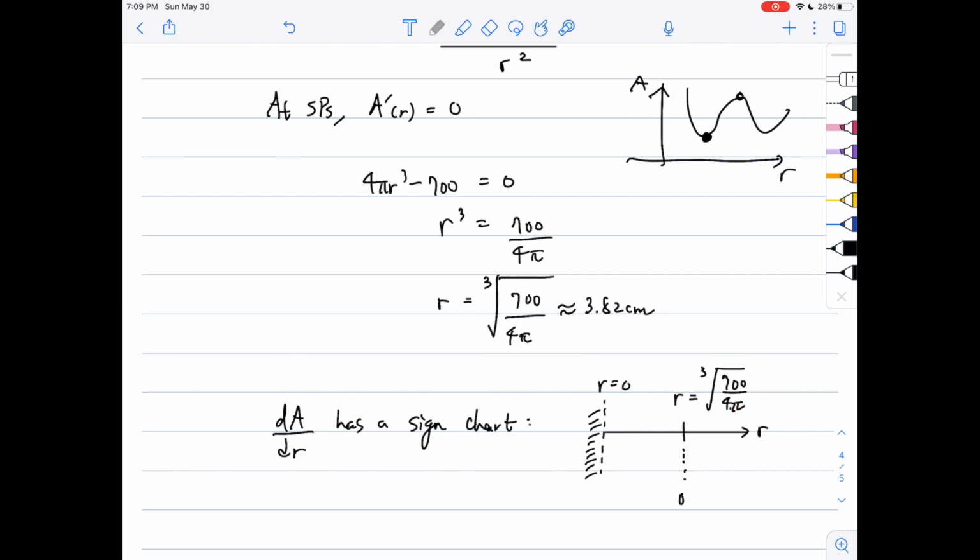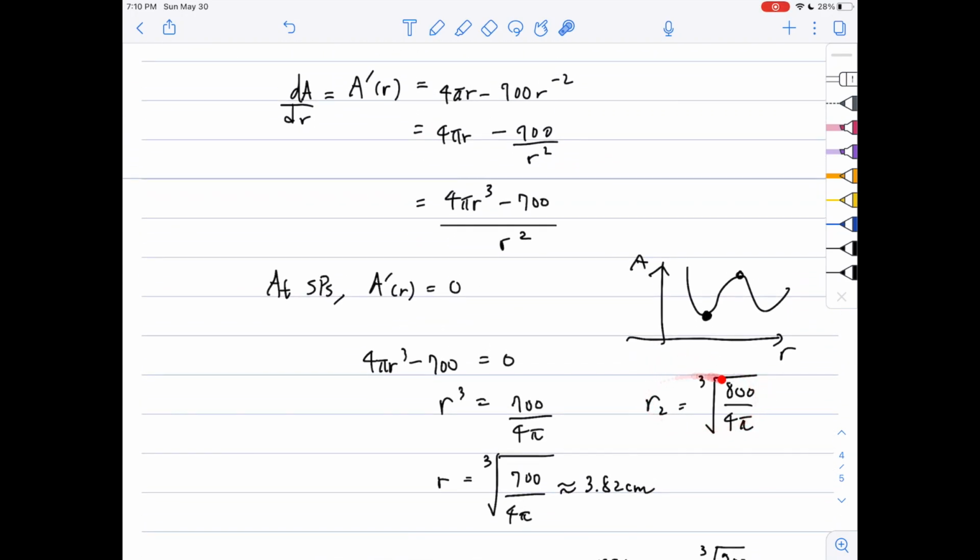You could do this using a calculator, but say that you didn't have a calculator, you have to choose a value that's bigger than this. So if I call this R1, and choose an R2 value that's bigger, you can maybe choose something like the cube root of 800 divided by 4 pi. The cube root of 800 divided by 4 pi is strictly larger than the cube root of 700 divided by 4 pi. Okay, so you would take this value and test the first derivative. Maybe you test this simplified version here.